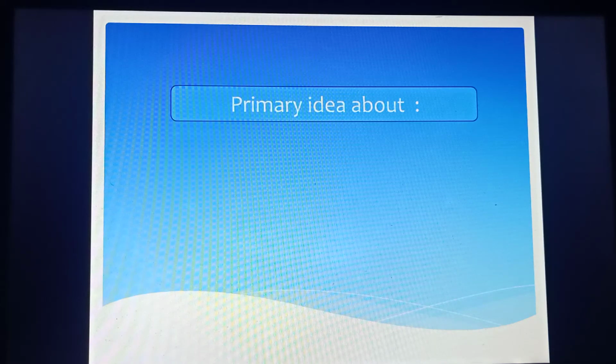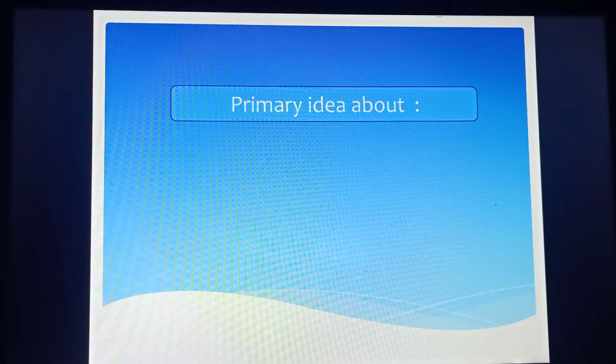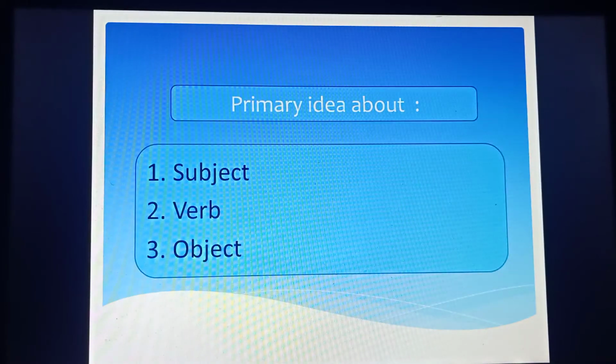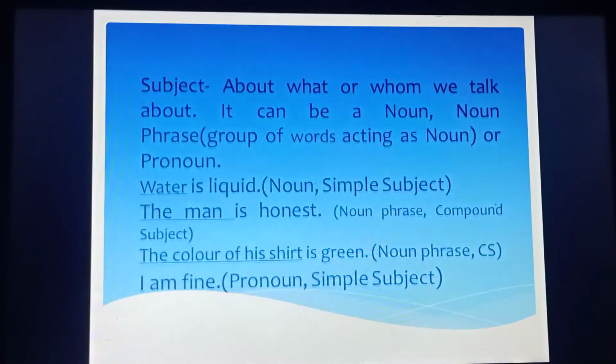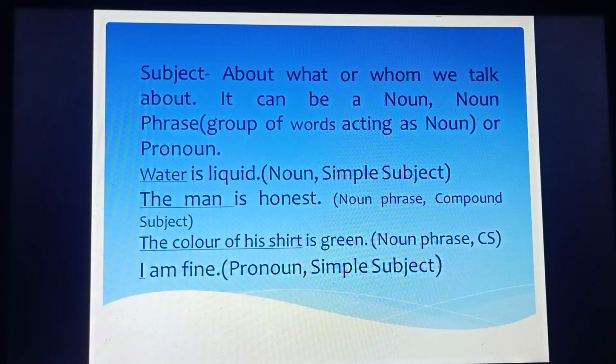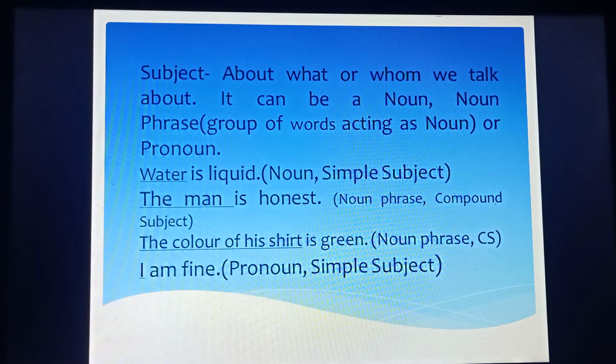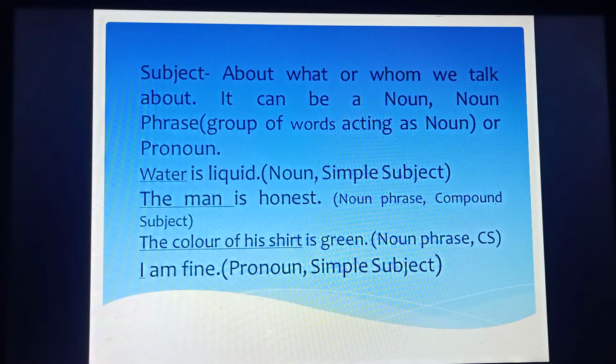Before learning voice, we need some basic or primary idea about three grammar items, that is subject, verb, and object. So what is subject? Subject means about what or whom we talk about in the sentence. It can be a noun, noun phrase, or a pronoun. And the most important thing, we find it at the very beginning of the sentence. It may be one word or more than one word, or it may be a pronoun. So let's see the examples.